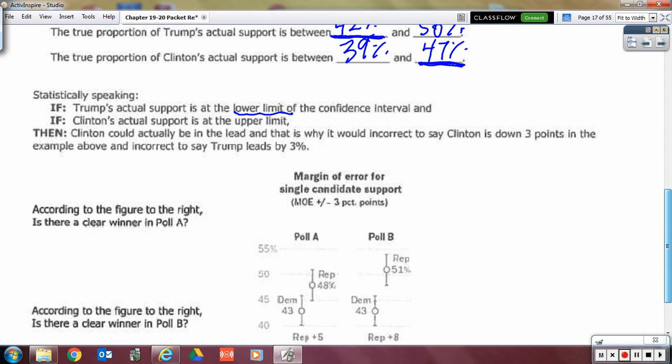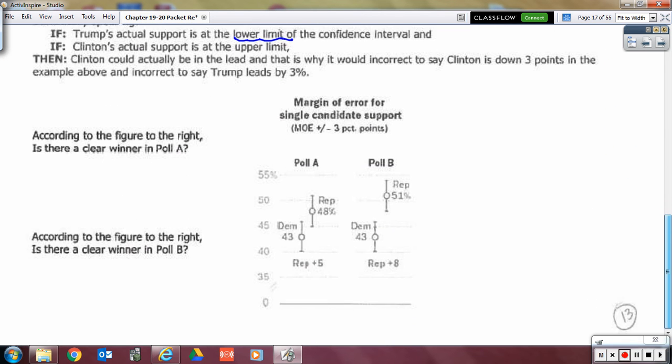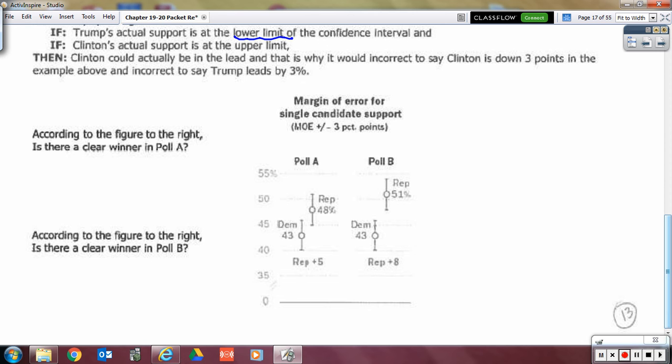So we're going to go through another example here. Here's another graph I saw. According to the poll to the right, is there a clear winner for poll A? Look at poll A and look at the intervals down below. Is there a clear winner?